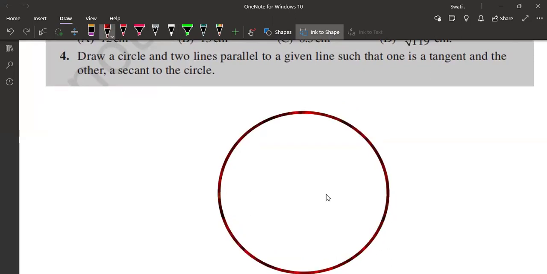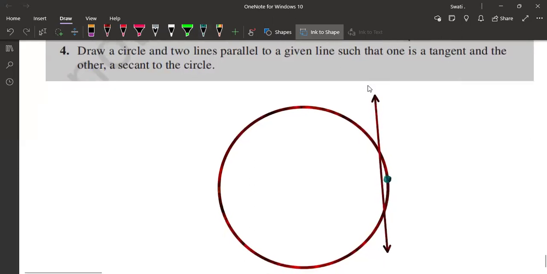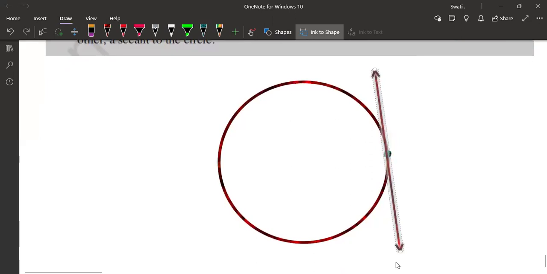And the two lines we have to draw should be parallel to a given line, where one will be a tangent and the other will be a secant. So don't you think that first you can draw a line which is of course going to be a tangent line because it will pass through the circle at only one point, and you can draw one more line which will be parallel and which will also be the secant.